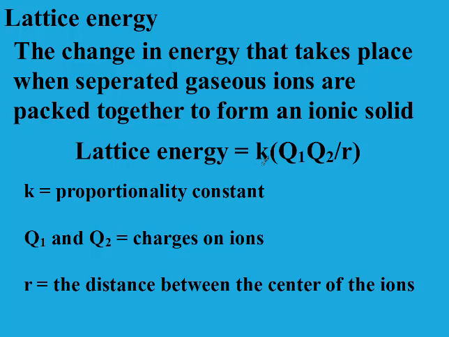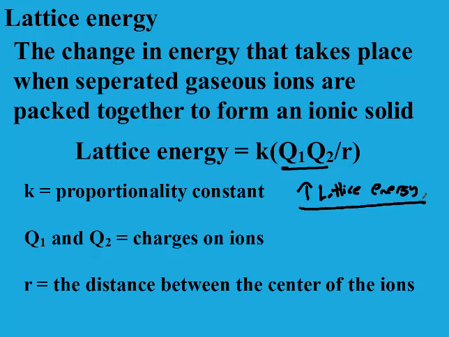K is a proportionality constant. So the ones that we're more concerned with are Q. Q1 and Q2 are the charges on the ions. So what's the positive charge and what's the negative charge? And we're going to multiply them together. And then R is the distance between the center of the ions, aka the radius.